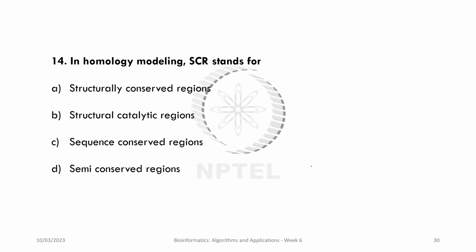Okay, three A's popping up: Hari, Devangana, and Filza. Fourth one by Priyanka, fifth by Venkatesh. Any other A's? Any other options? Madhulita also joins. Okay. So we all agree that it is structurally conserved regions. Cool.